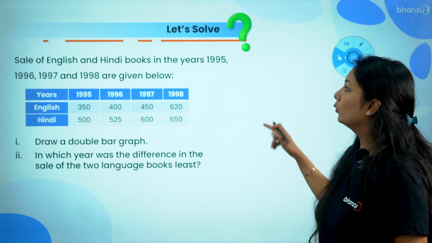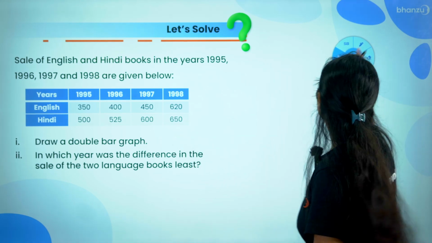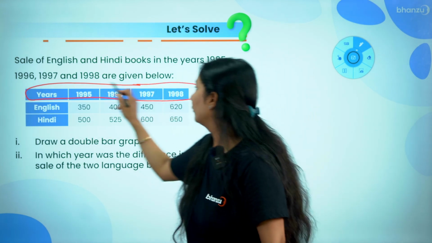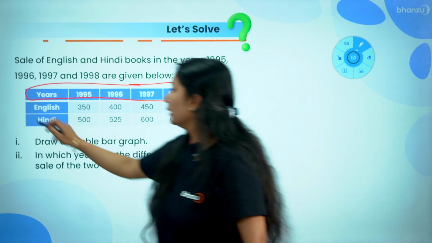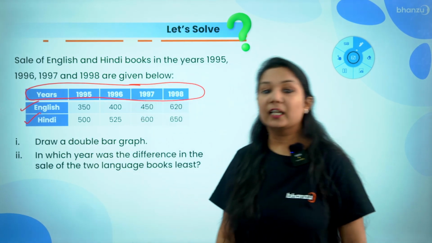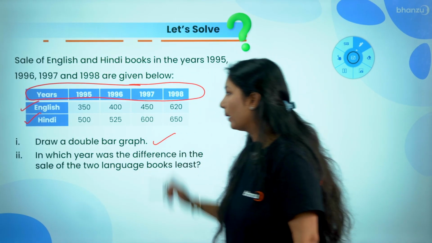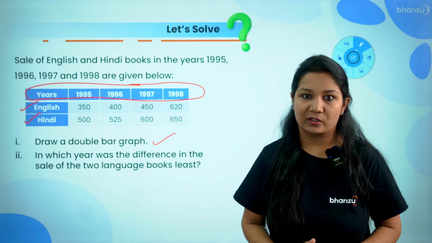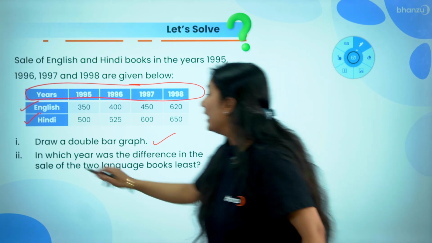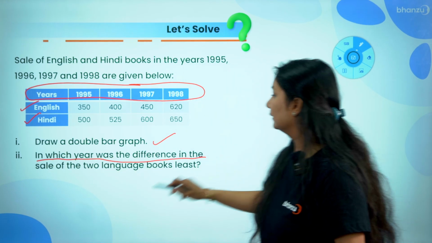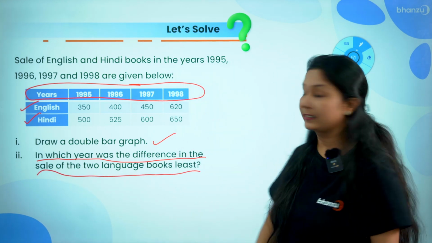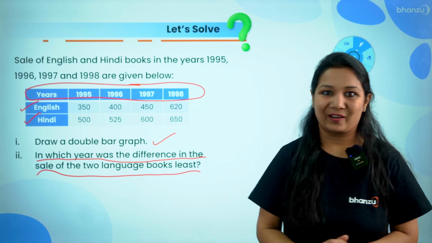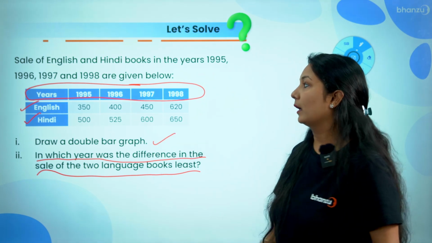Now let's move ahead and do a question for it. This data is for a particular set of years, that is 1995 to 1998. You have two different types of books, English and Hindi. You have to draw a double bar graph for it, because in every year we have sold a different number of English and Hindi books. Then they are also asking you, in which year was the difference in the sale of two language books the least? That we will show when we are able to draw the double bar graph. So first step is to draw the double bar graph, right?